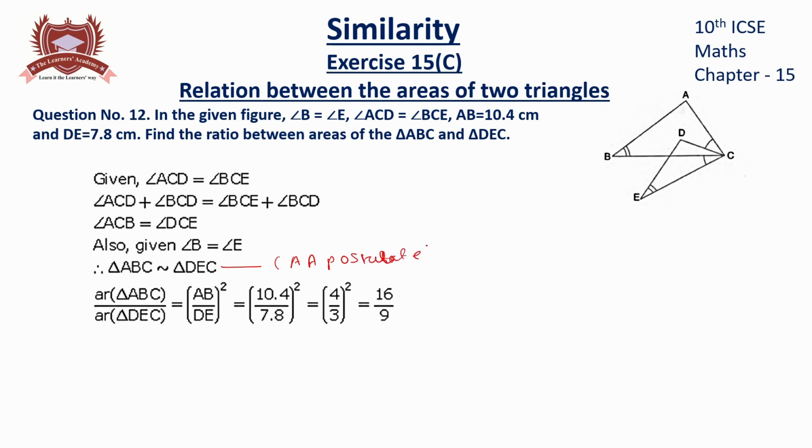So area of triangle ABC upon area of triangle DEC would be AB upon DE square. So that is 10.4 upon 7.8 square. So that would be 4/3. अभी डायरेक्टली नहीं करना है स्क्वायर, पहले उनको कैंसिल आउट करो और फिर उनका स्क्वायर लो, वो ज़्यादा आसान रहता है. So we end up with 4/3 square. So that is 16/9. So that was about solving this example.